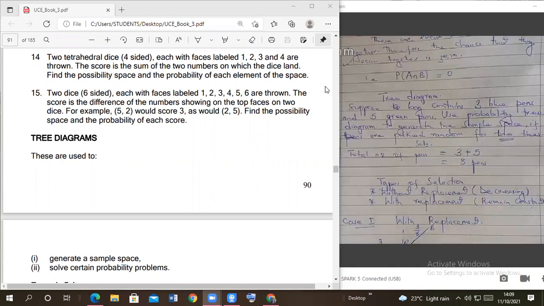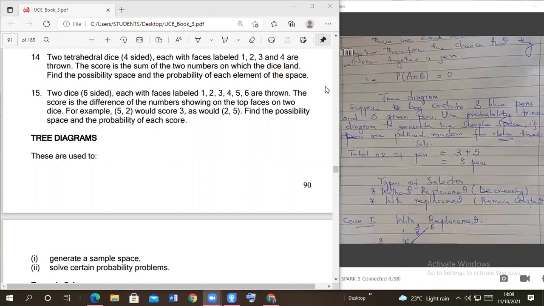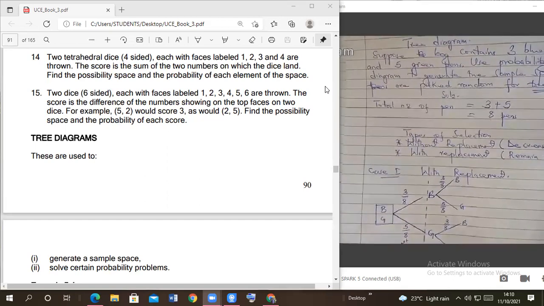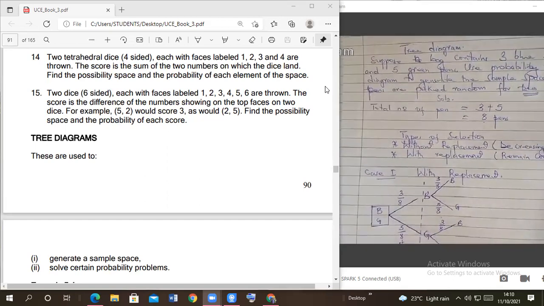You either pick a blue or you pick a what? A green. So those are the only 2 spaces we have. But we have 3. What's the chance that you pick blue? If we are picking it only for the first time, there's no need for us to draw a probability tree diagram because that one will be straightforward.